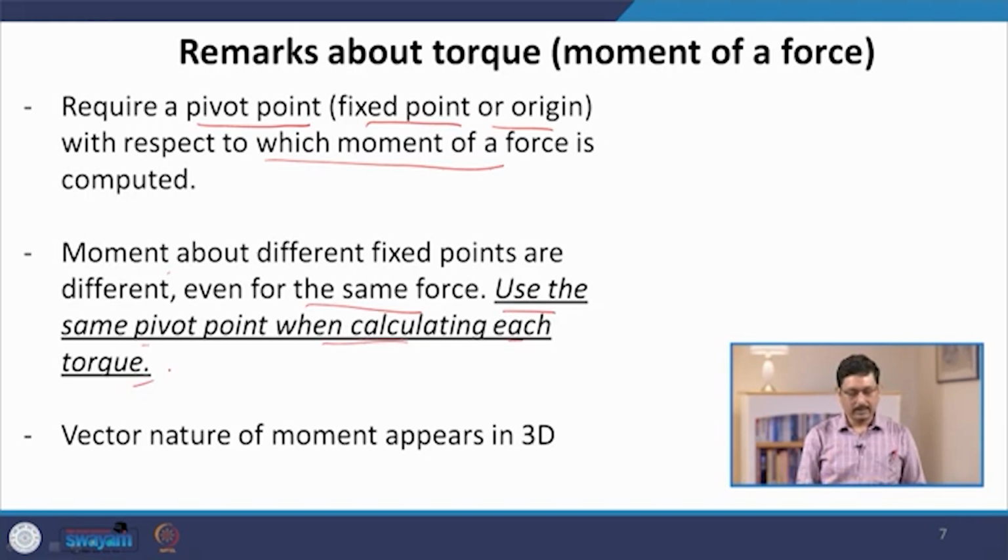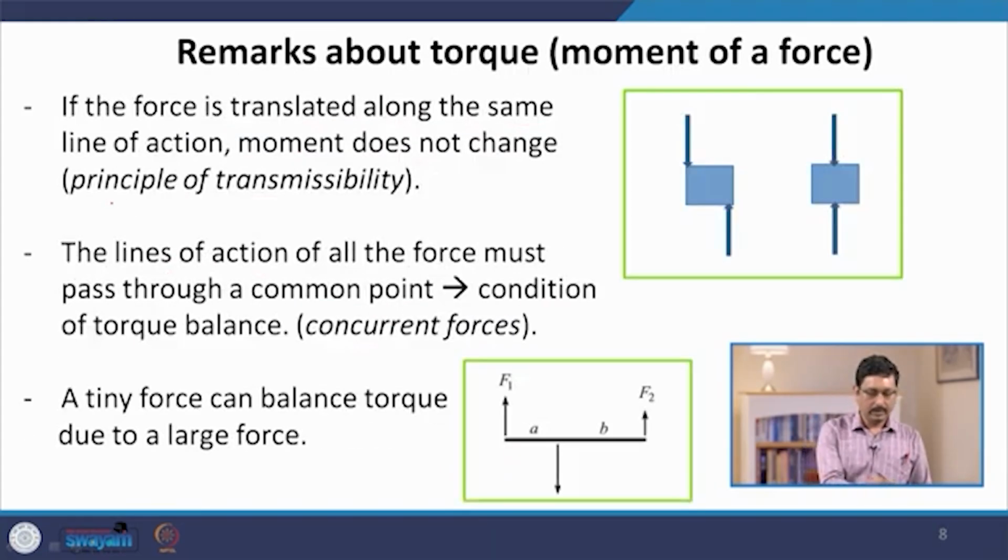The third point is that the moment is a vector, and this vector nature is not so clear if you consider a planar force, all the forces acting on the same plane, but it is really evident in 3 dimensions. Then there is a useful property of the force: if the force is translated along the same line of action, the moment about the same fixed point does not change. This is something that will be clear as we work through the example.